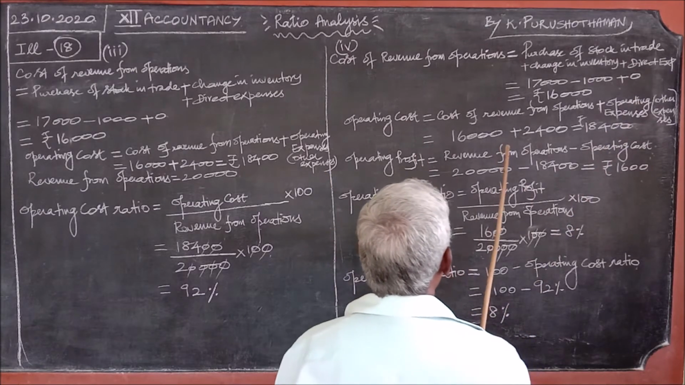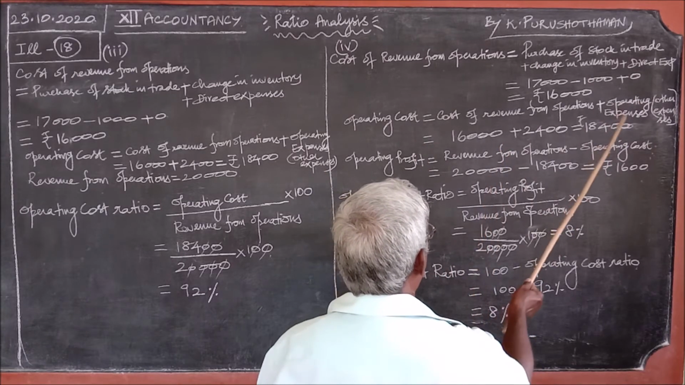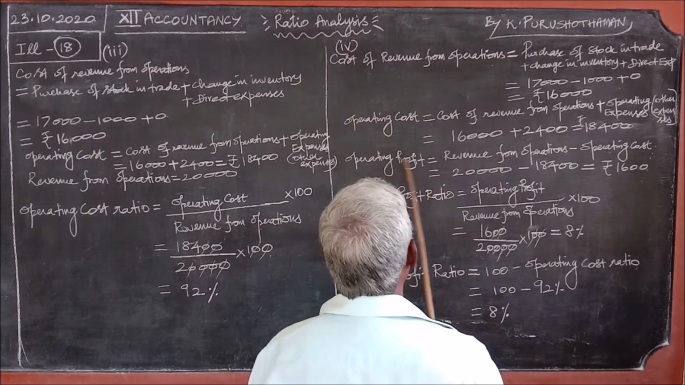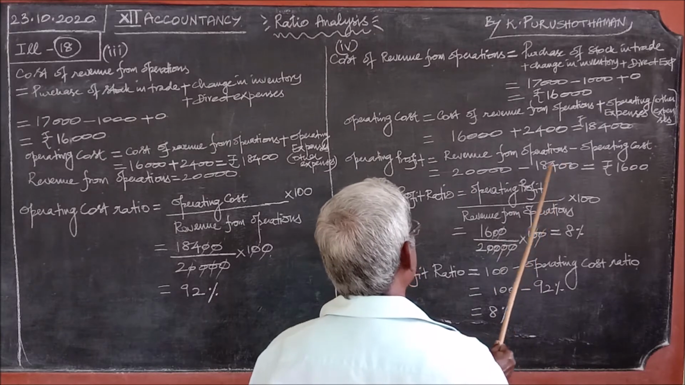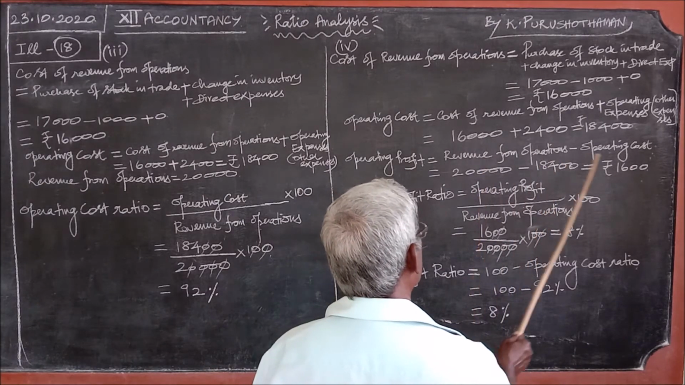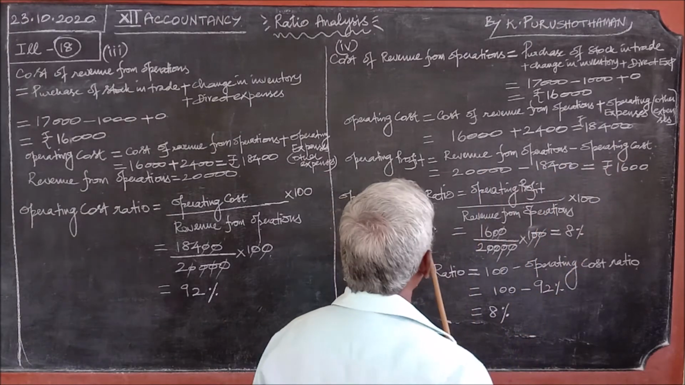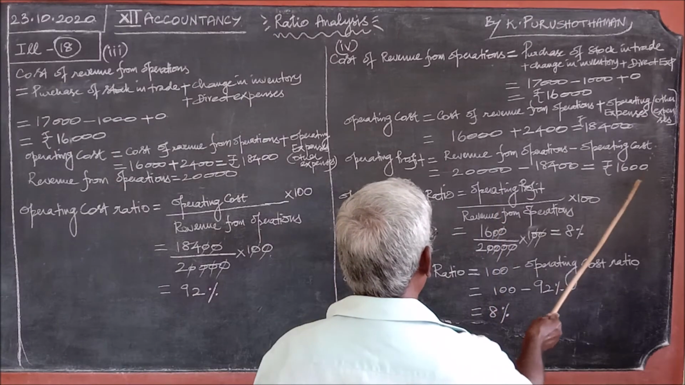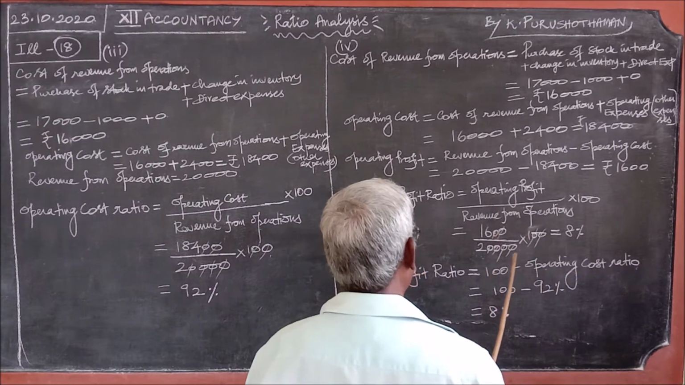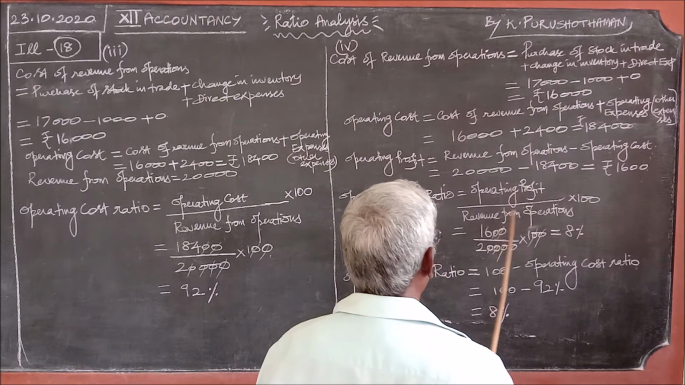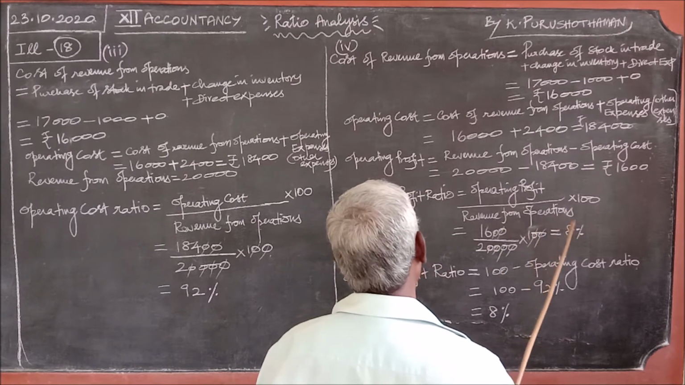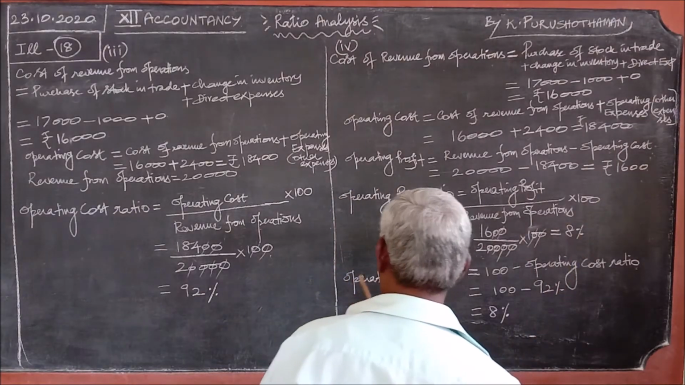So revenue from operations 20,000, operating cost 18,400. So what is the operating profit? If you subtract 18,400 from 20,000, you will get 1,600. So the numerator value is 1,600 and the denominator value is revenue from operations 20,000. You can simply multiply into 100, simplify and find 8%.